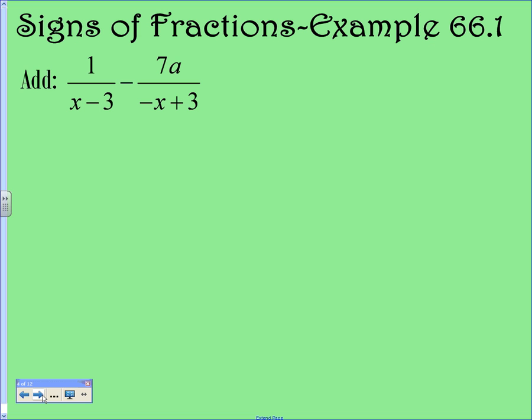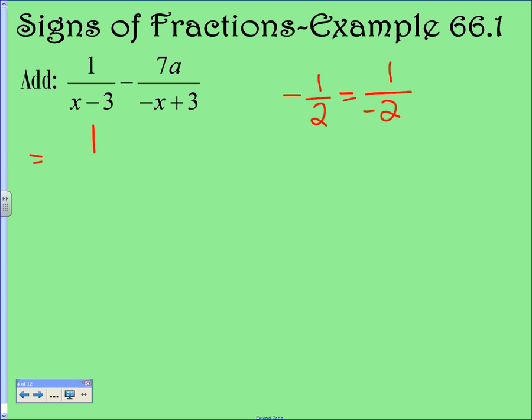So how do we add fractions? Get a common denominator. What would our common denominator be? Our common denominator is going to be just x minus 3. Do you see how the x minus 3 and the negative x plus 3 are very similar to each other? Where we're going to find that negative 1 is right there. Negative 1/2 is the same thing as 1 over negative 2, right?